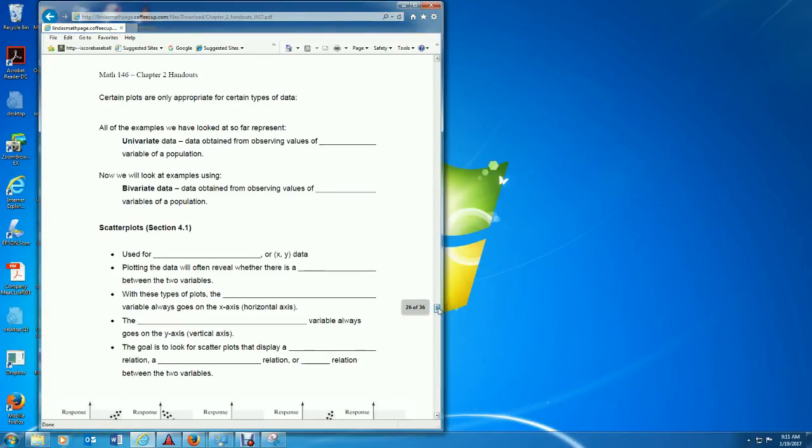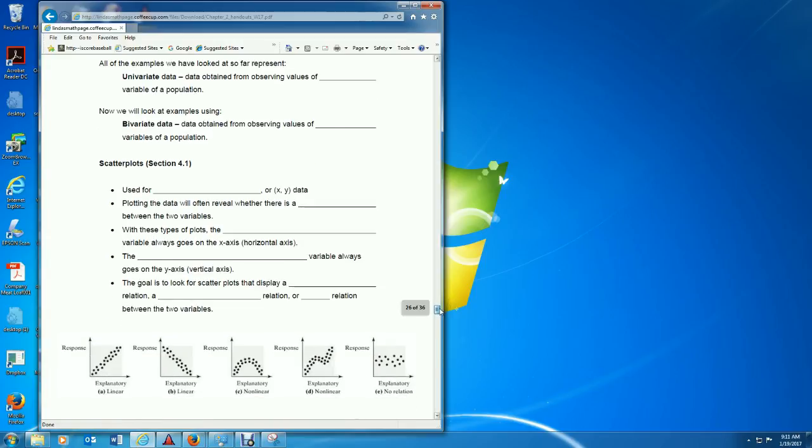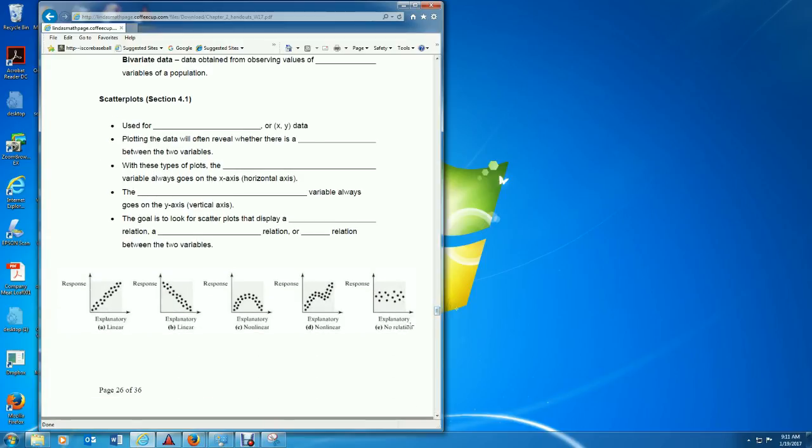All right, so certain plots are only appropriate for certain types of data. All of the examples that we have looked at so far represent univariate data, which is data obtained from observing values of one variable of a population. So now the difference is we are going to look at scatter plots, which use bivariate data, where the data is obtained by observing values of 2 variables of a population. And just a note that this actually jumps ahead to section 4.1 in the book. Okay, it's not in chapter 2.